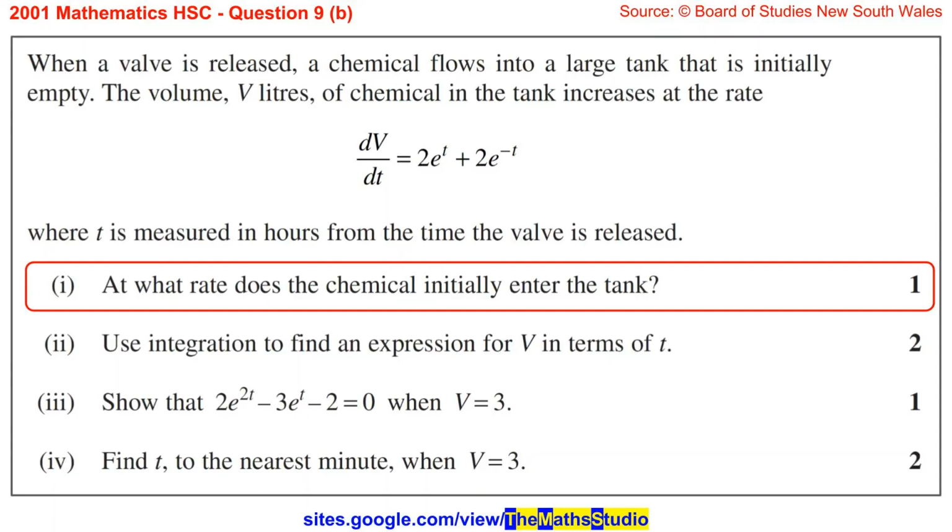Question 9b. When a valve is released, a chemical flows into a large tank that is initially empty. The volume, V litres, of chemical in the tank increases at the rate dV/dt equals 2e^t plus 2e^(-t), where t is measured in hours from the time the valve is released. Part 1. At what rate does the chemical initially enter the tank?